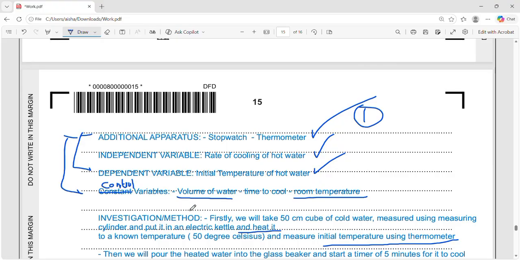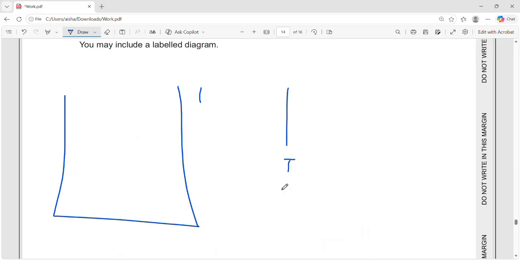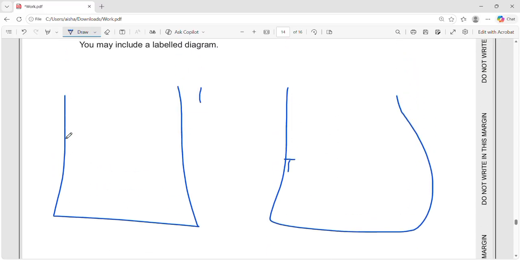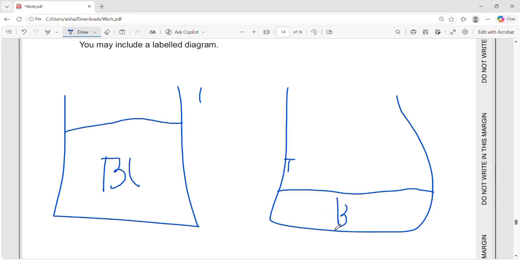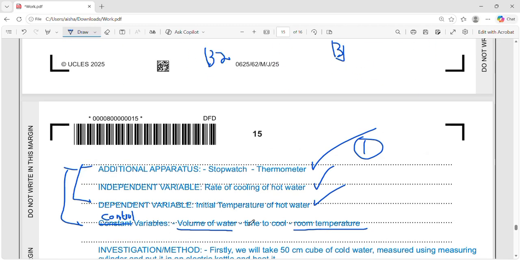Now what are the control variables in this? Obviously the volume of water. Let's say you take one beaker and you take another beaker. Same size, same everything, but one has more volume of water, one has less. The rate will be very unfair for this beaker, maybe this beaker too, because it does not have the same volume of water, so you cannot really compare fairly. So you have to control it.